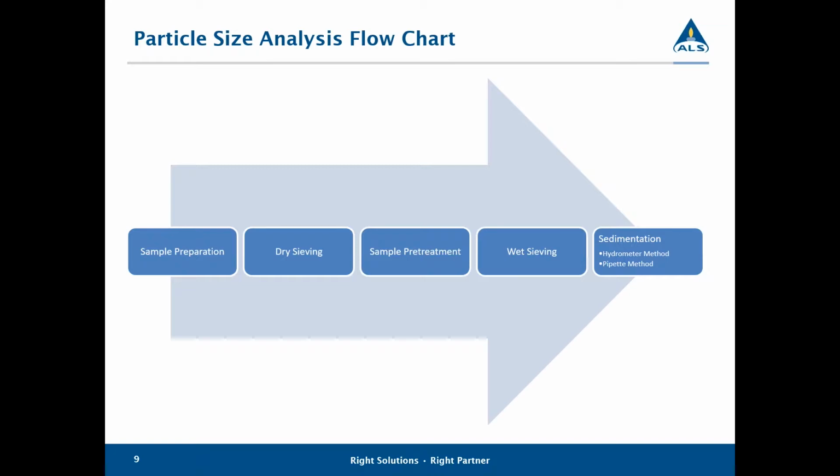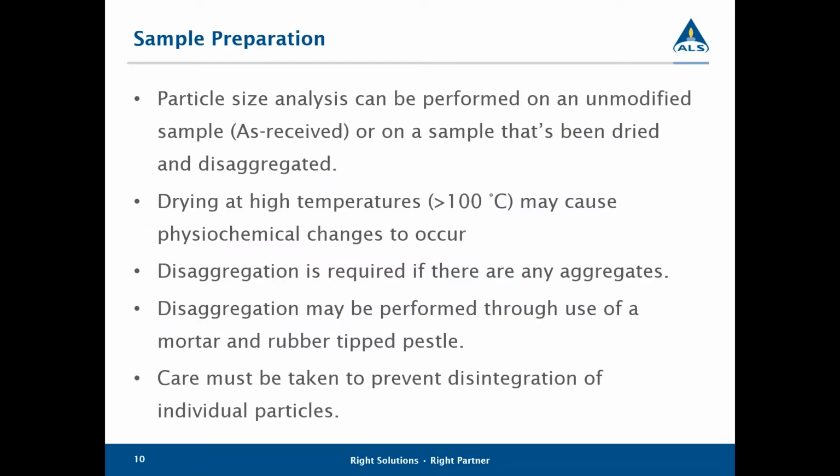So for sample preparation, there's a couple of different ways of going about it based on the sample type, and we have to change things up depending on those sample types. The first thing that we have to look at is if the sample needs to be dried or if it can be analyzed as an unmodified sample. This comes down to the fact that certain samples, if you dry them and remove that moisture, it can harden or it can conglomerate into harder particle aggregates that cannot easily be broken apart.